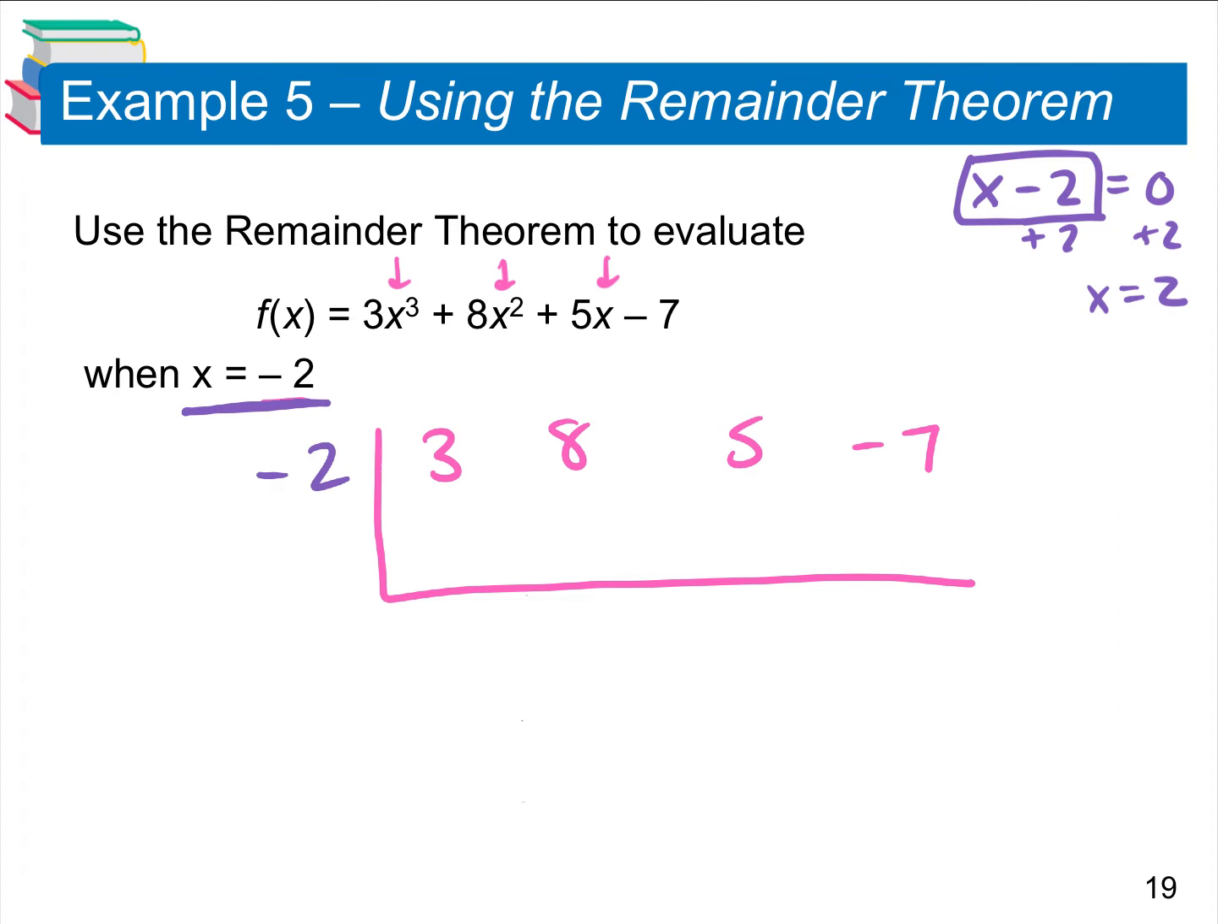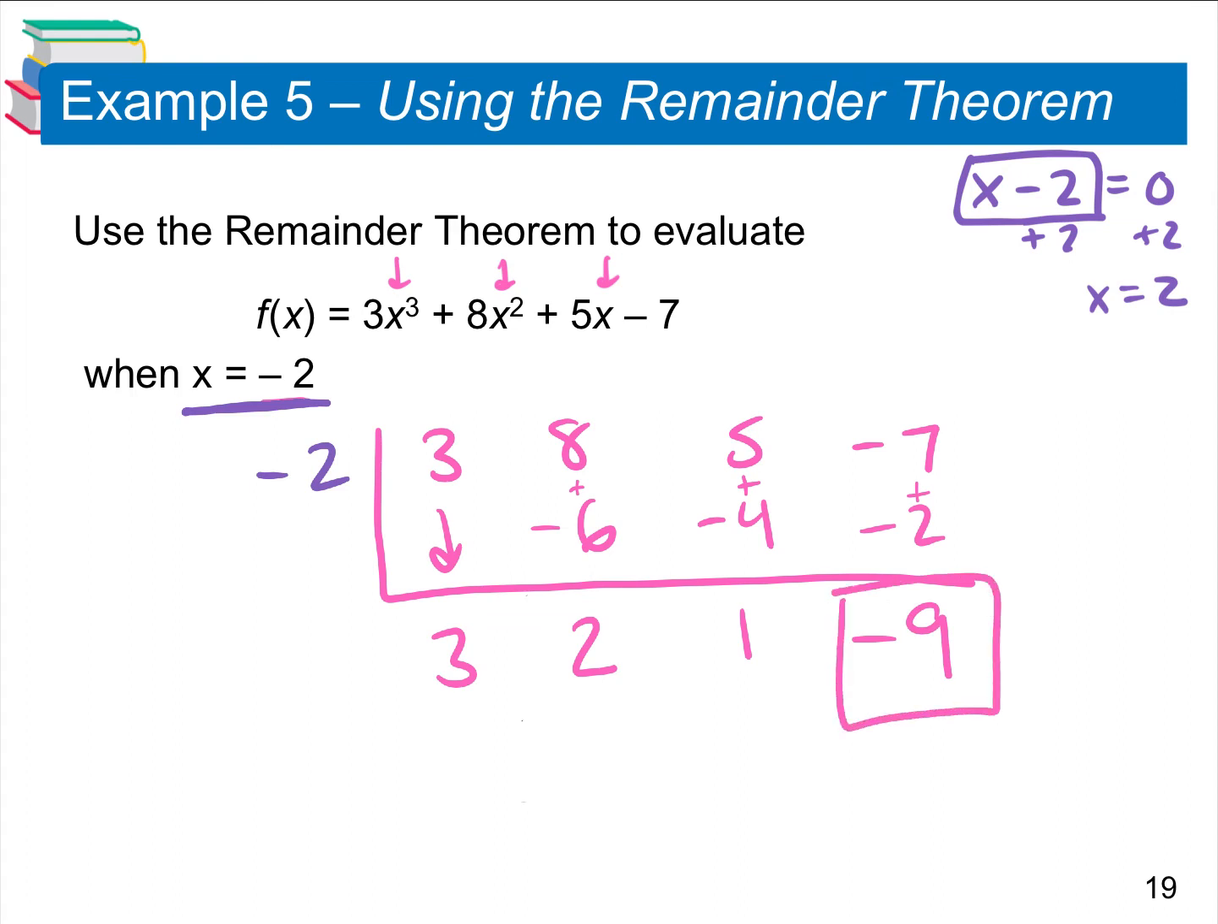So now we can use synthetic division. Drop down the 3, multiply the outside, add the inside. So 8 minus 6 would be 2. Multiply the outside, we get -4. Add the inside, we get +1. Multiply the outside, this would be -2. Add the inside, -9. So whatever our remainder is, that last number is f of -2.